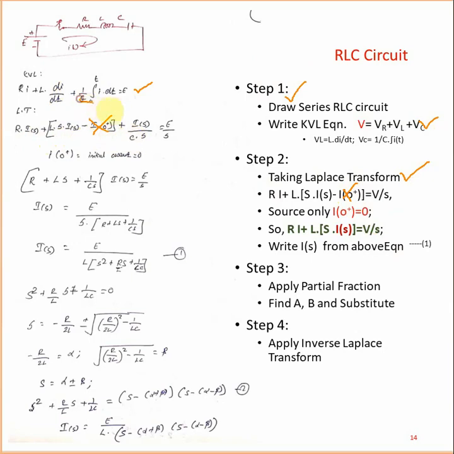Plus this term, I of s divided by C into S. One more question I will ask you: what is the Laplace transform of this equation? It is I of s divided by C into S. What is the Laplace transform of d by dt? s into I of s. Then the Laplace transform of E is E by s. So the Laplace transform is substituted, and the second equation is completed.